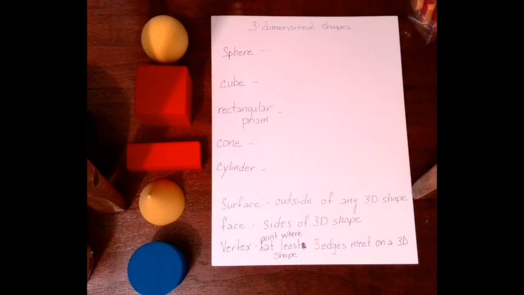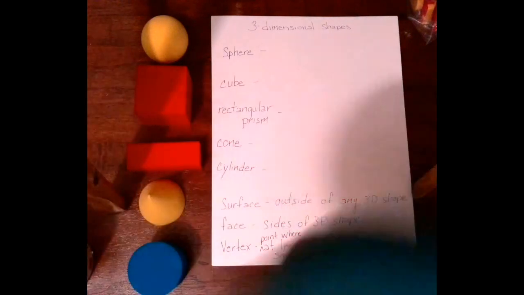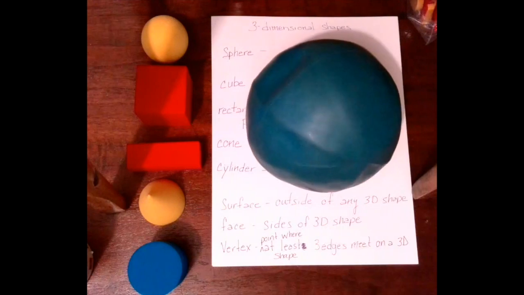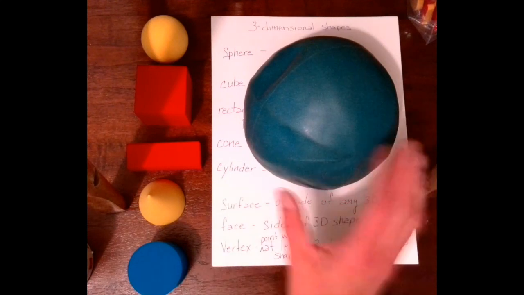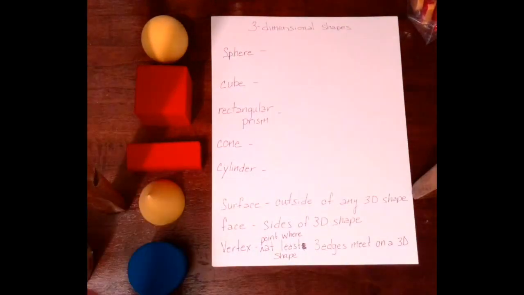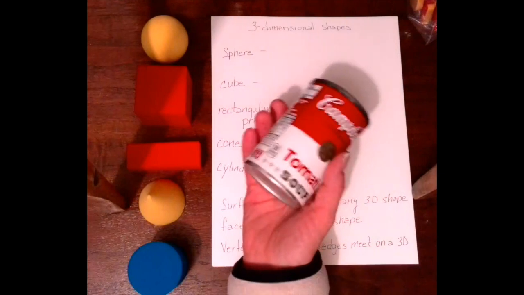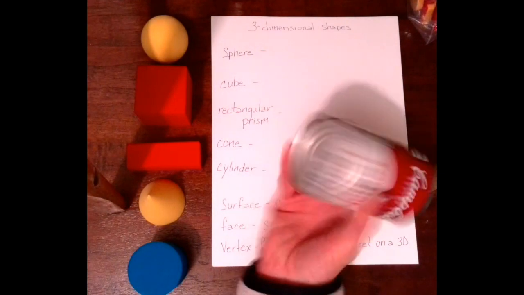Welcome to math. Today we're going to explore three-dimensional shapes. How would you describe a ball? Would you say a ball is round? Sure. How about a can? How would you describe a can?